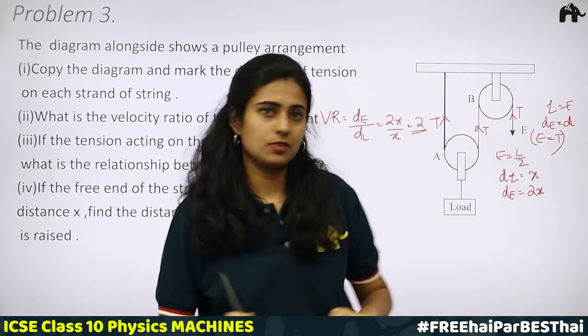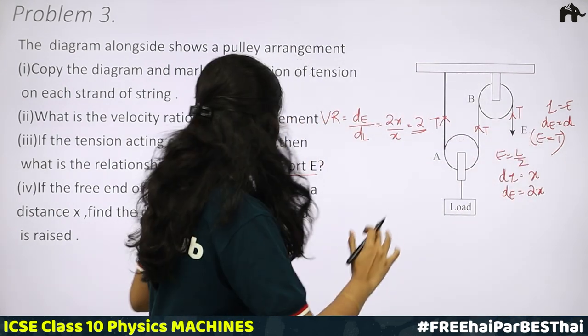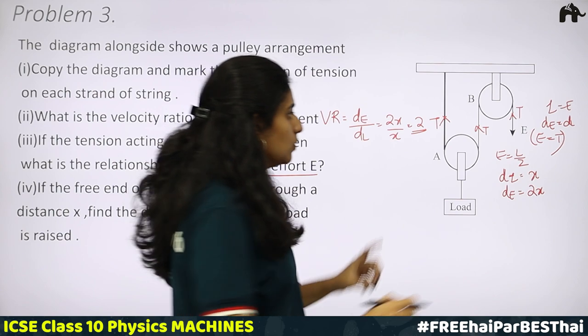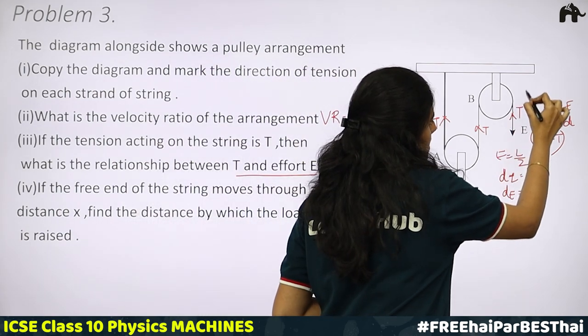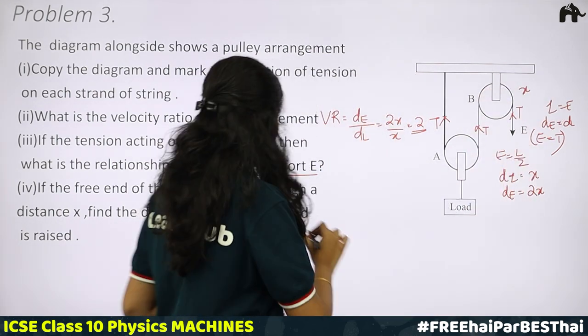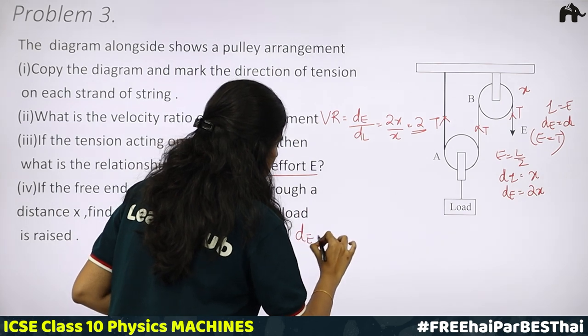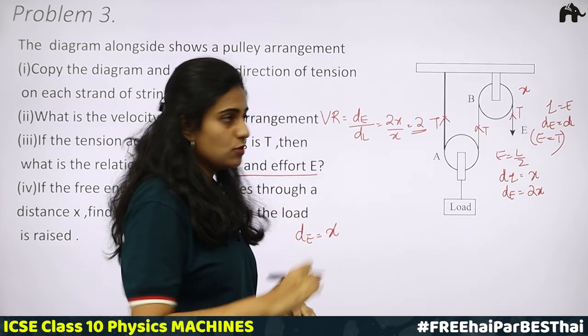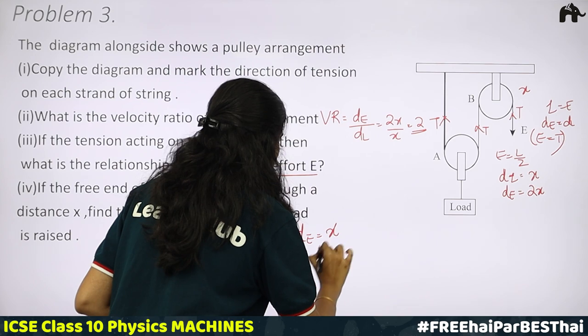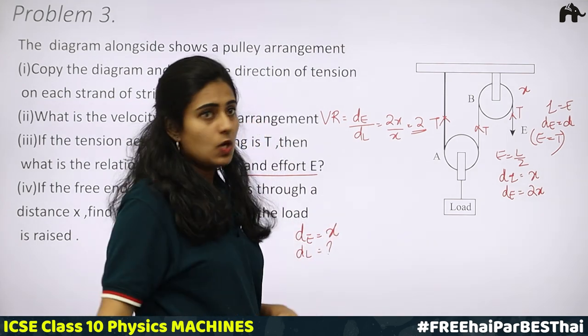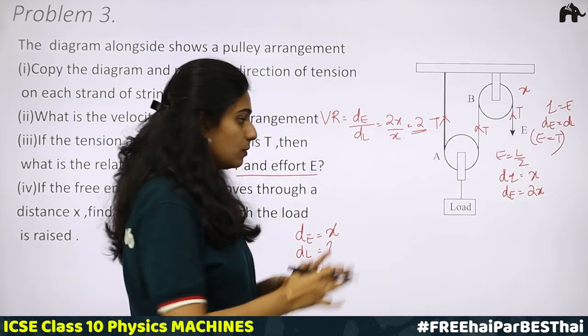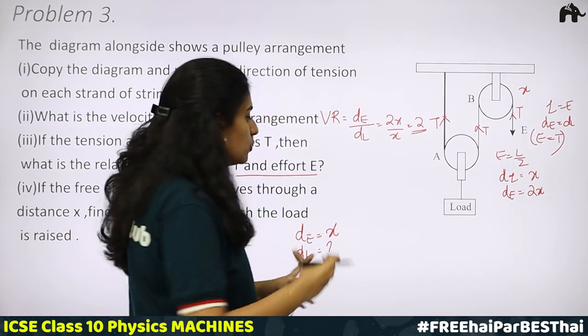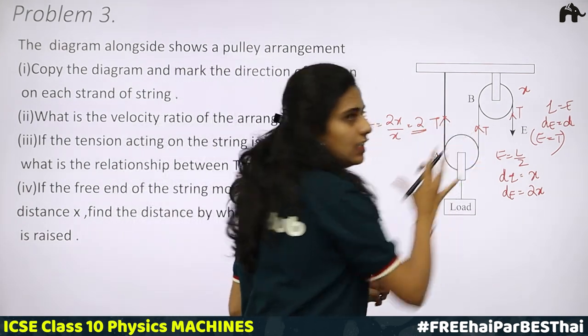Next, if the free end of the string moves through a distance x, find the distance by which the load is raised. Okay, this case is when the free end, that is this part, is moved by a distance of x. Distance moved by effort is equal to x. We have to find the distance moved by load. What will be the distance moved by load? It will be half the distance that is moved by effort. Only change is happening here.